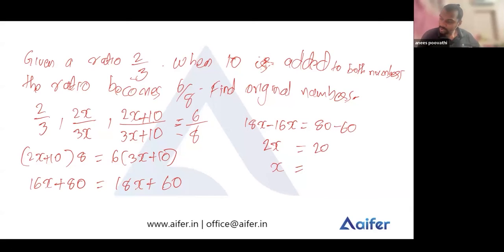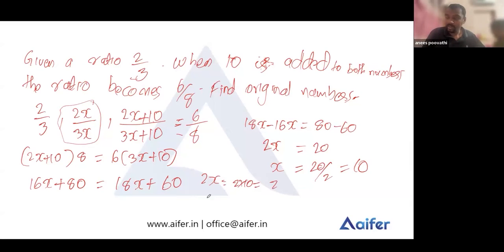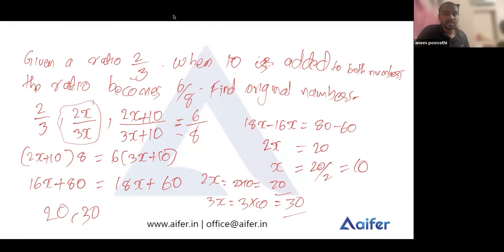X is equal to 20/2, which is 10. So we have the value of x as 10. What are the initial numbers? They are 2x and 3x. 2x is equal to 2 into 10, that is 20, and 3x is equal to 3 into 10, that is 30. So the correct answer is 20 and 30. The numbers will be 20 and 30. Is it clear?